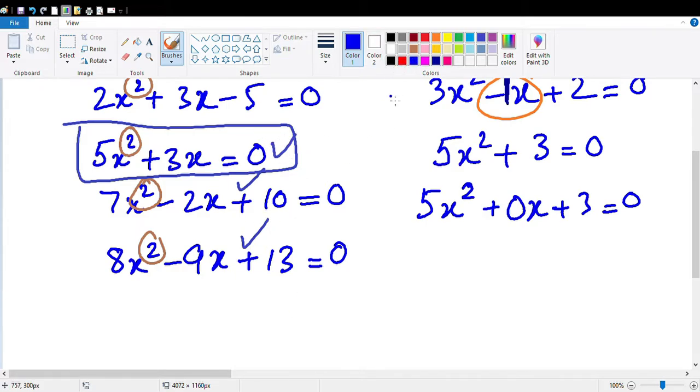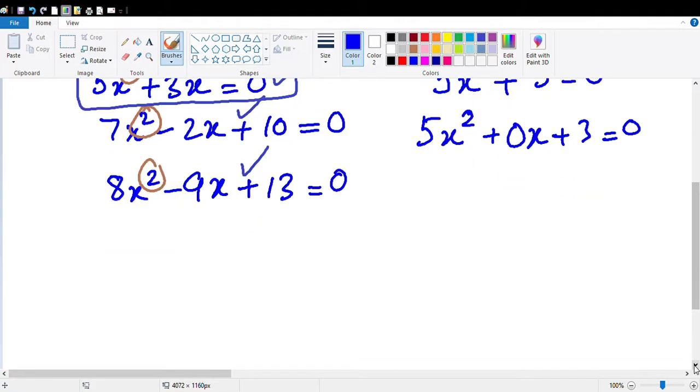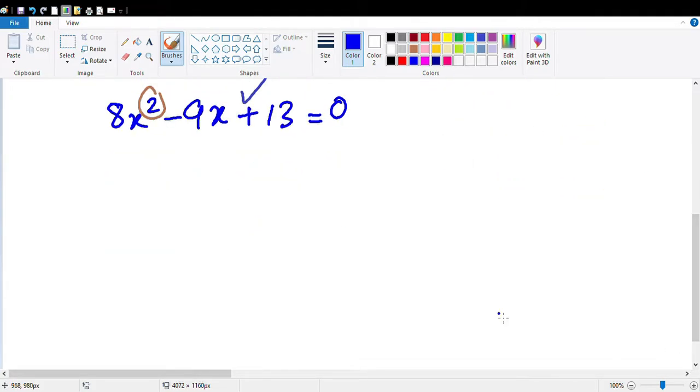Now, first of all, we can generalize a quadratic equation, or you could say all quadratic equations.